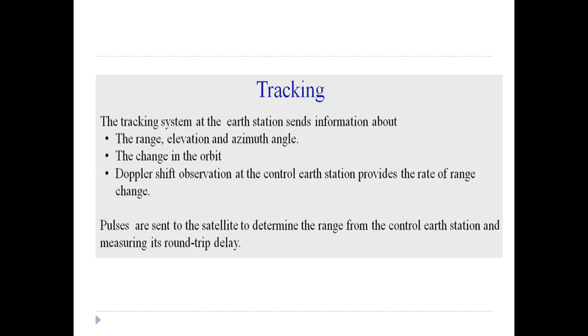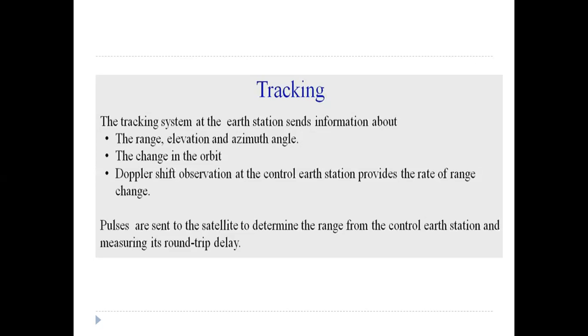Active determination of range can be achieved by transmitting a pulse or sequence of pulses to the satellite and observing the time delay before the pulse is received again. The propagation delay in the satellite transponder must be accurately known, and more than one Earth station may make range measurements.